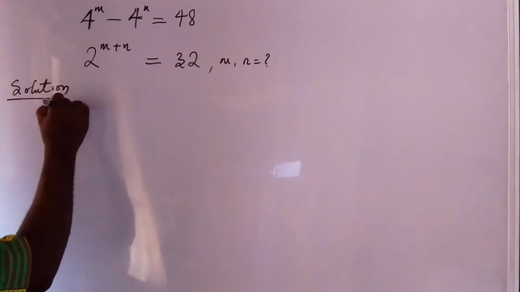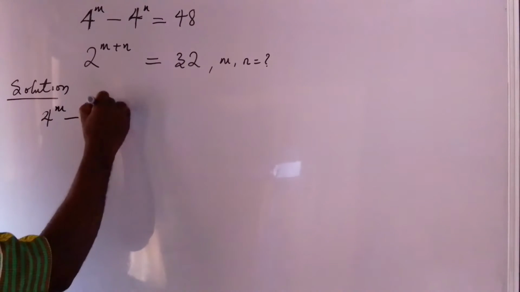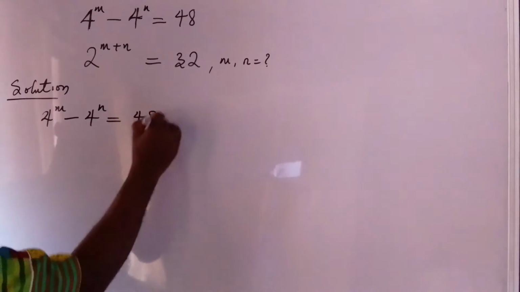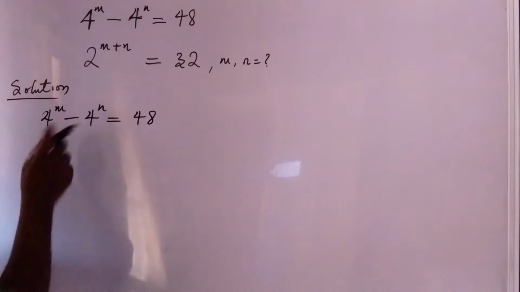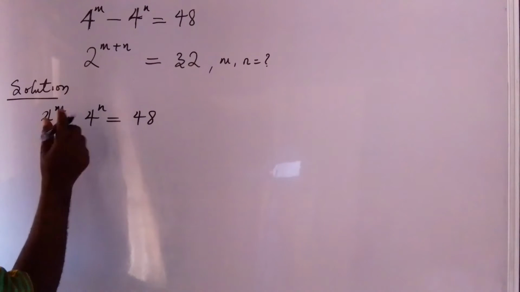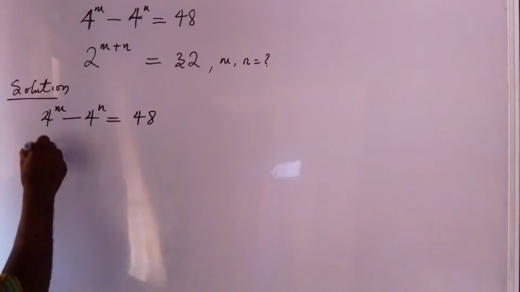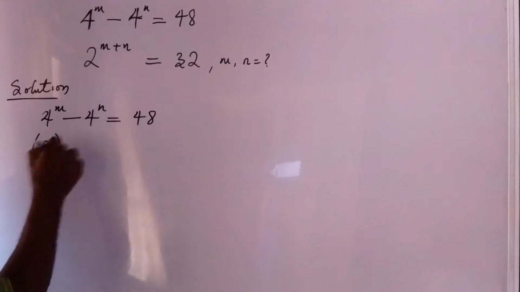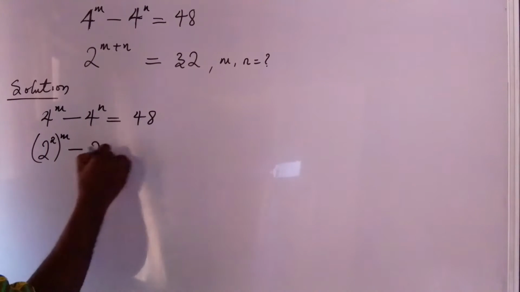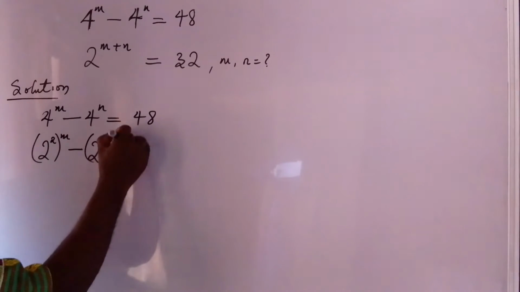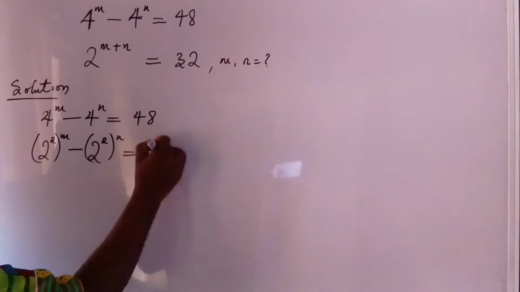We have 4 to the power of m minus 4 to the power of n equal to 48. So what I'm going to do is to rewrite these two terms in base 2, so that I have 2 to the power of 2 all to the power of m minus 2 to the power of 2 all to the power of n equal to 48.